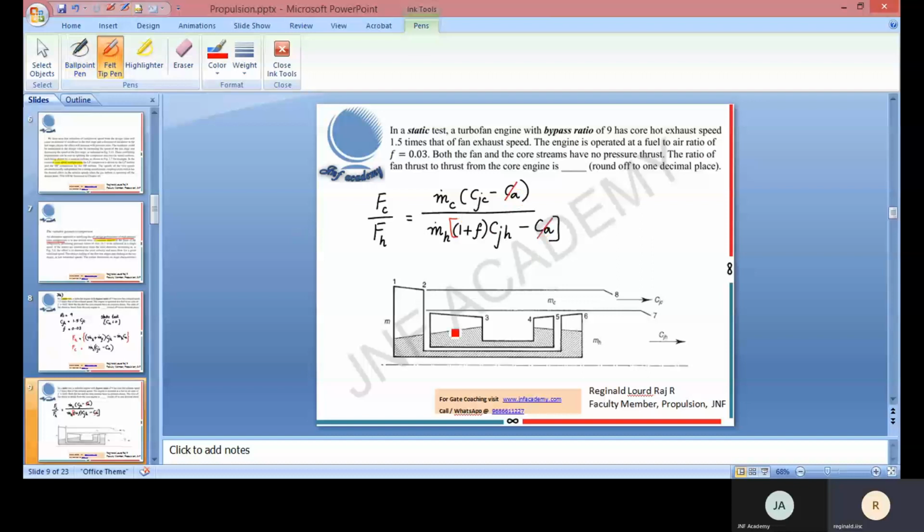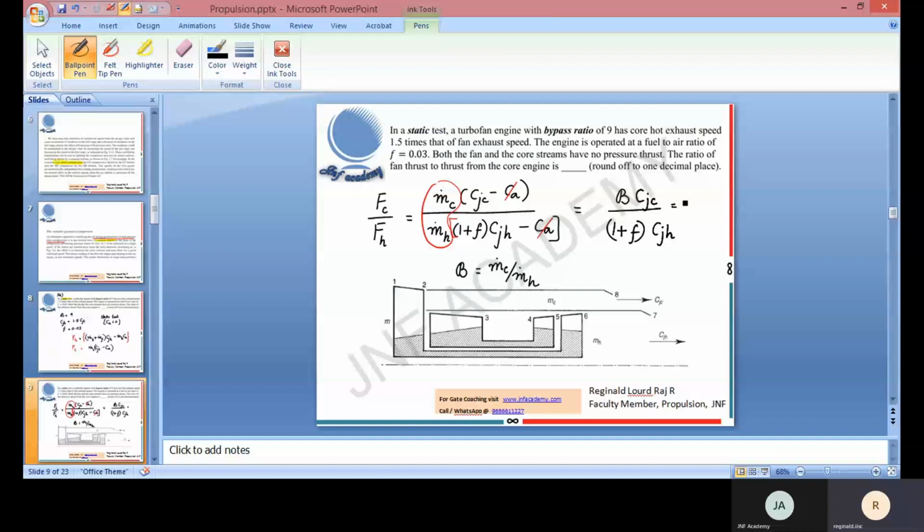Now CA is 0 because it's a static test, so you can cancel off the CA. And m dot C by m dot H is the bypass ratio. So instead of these terms, I'm going to write B there. We have B into CJC divided by (1 plus F) into CJH. Now this equation simplifies. First thing, bypass ratio is given, so the ratio of m dot C and m dot H is replaced by B. CA is 0 because it's a static test. And the remaining terms are all given to us.